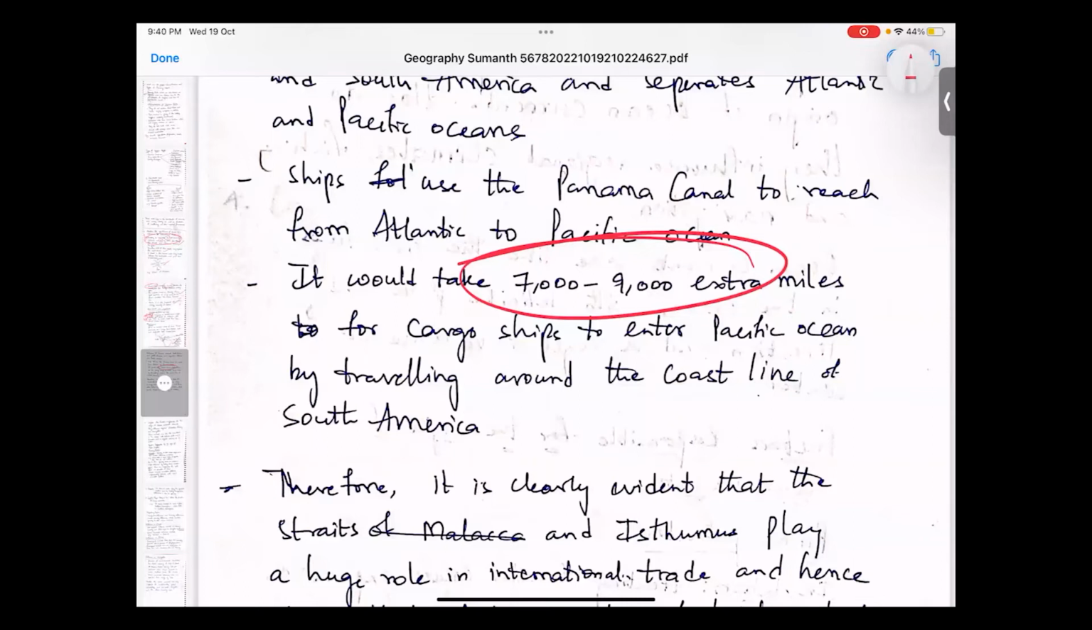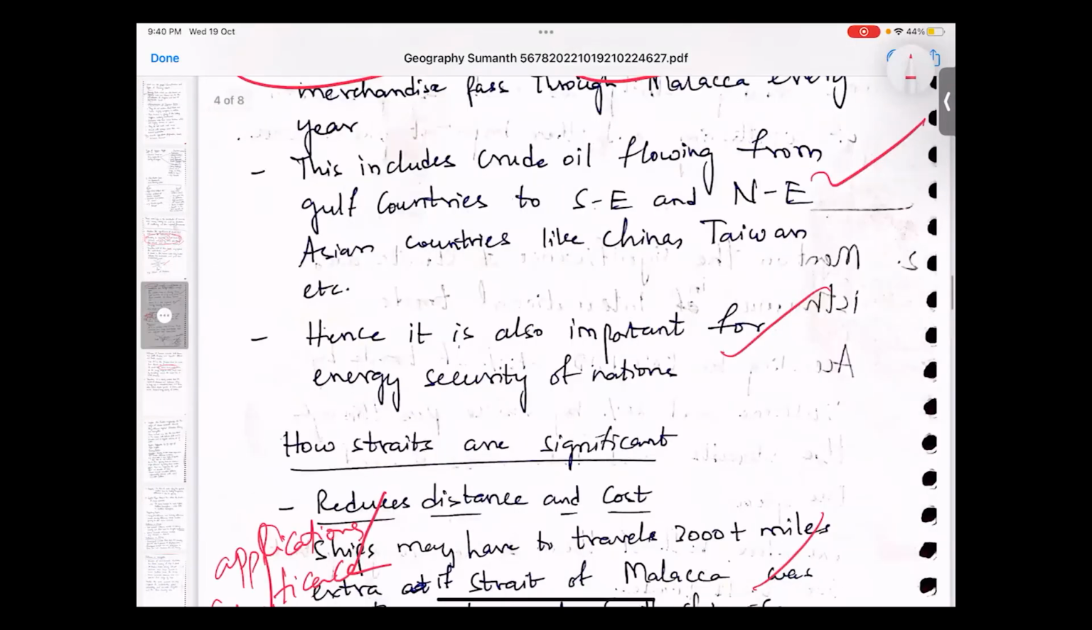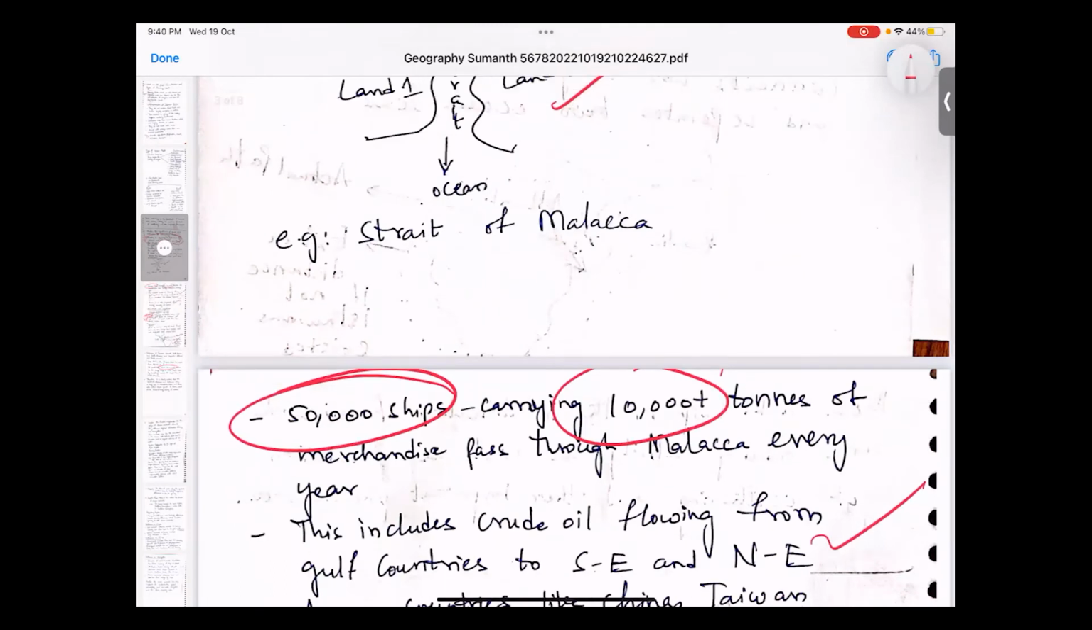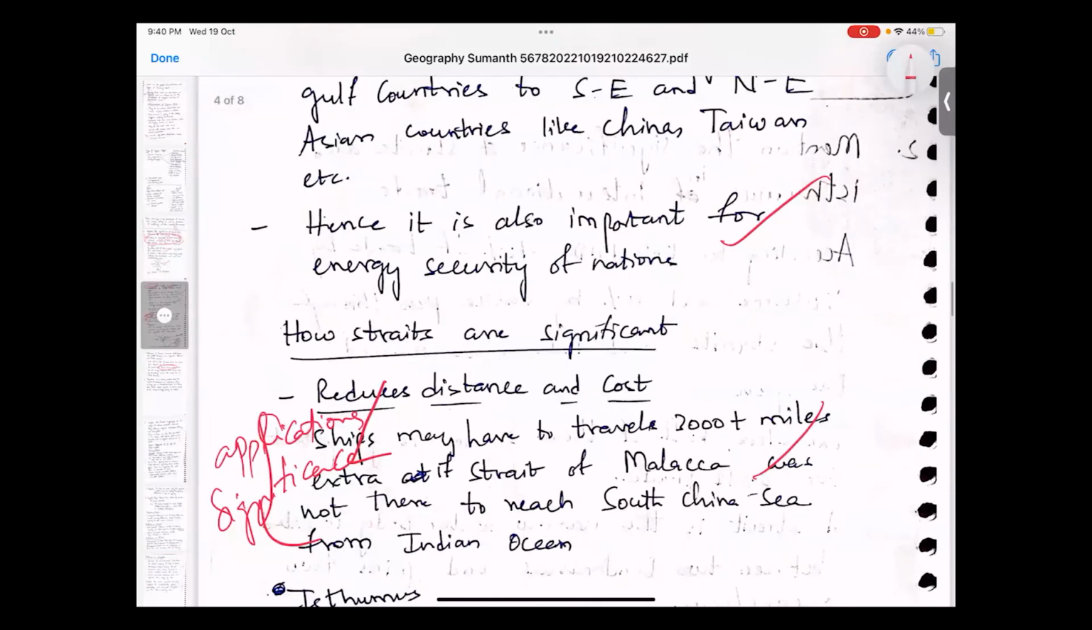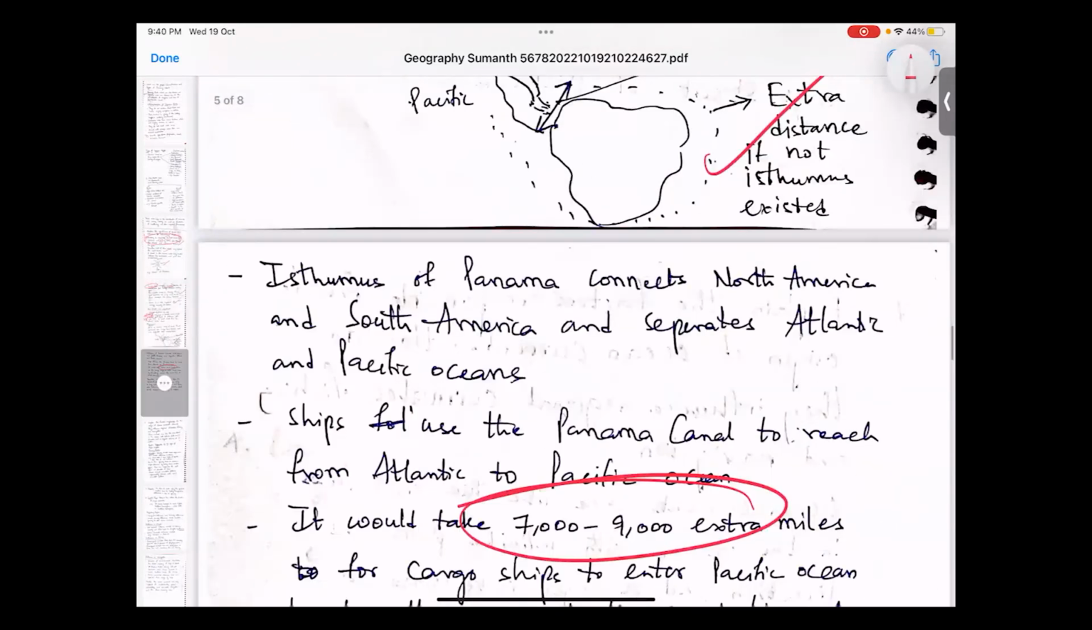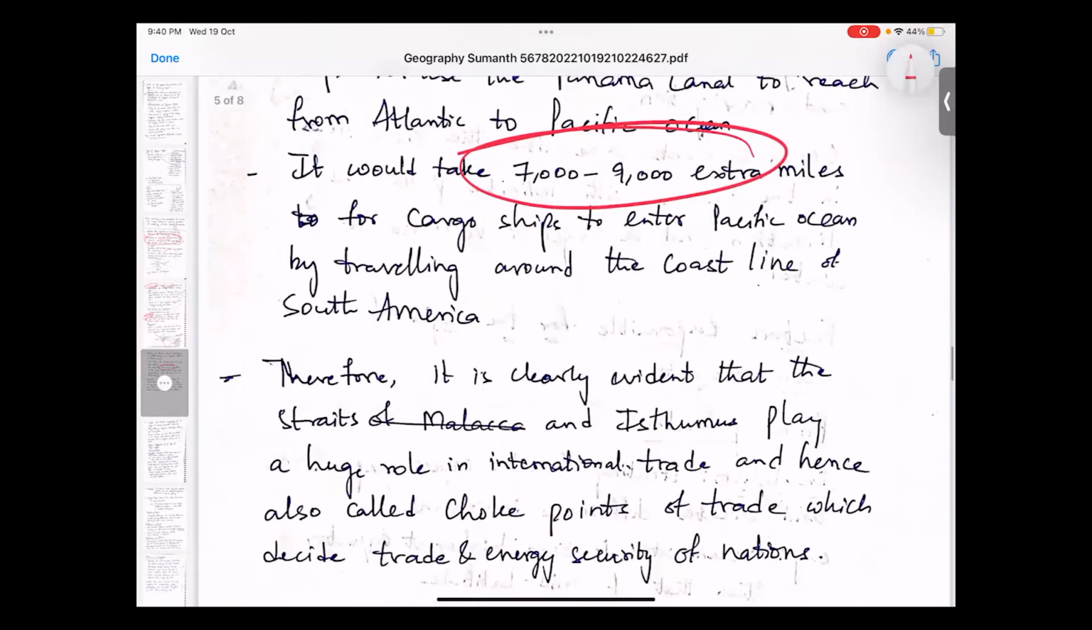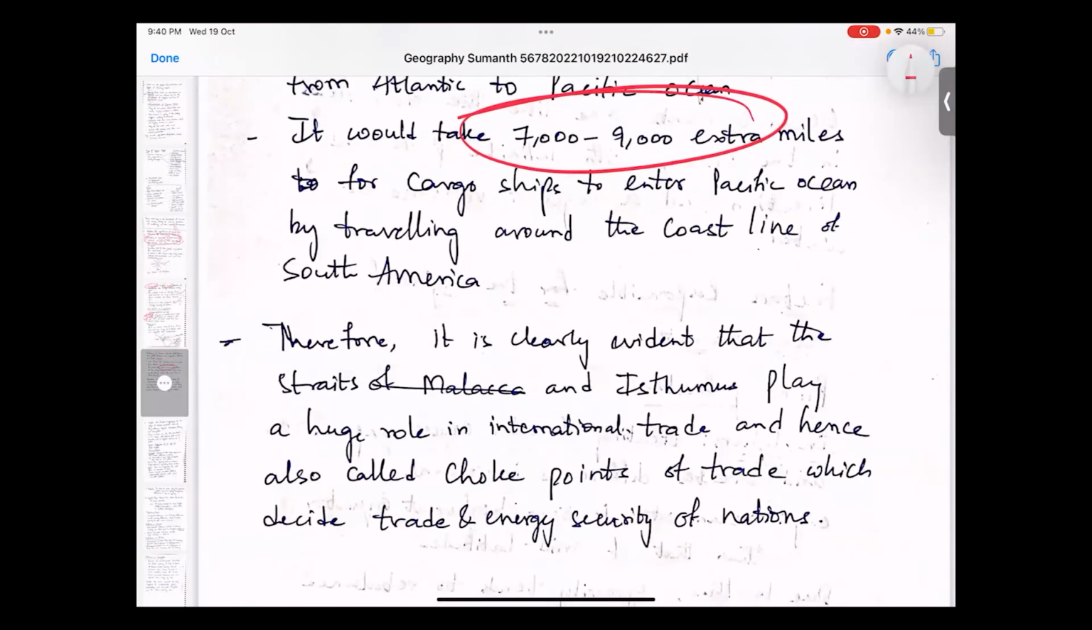If there is no Isthmus of Panama, every ship has to travel through the entire coastline of South America in order to pass from the Atlantic Ocean to the Pacific Ocean, which is on the left of the continent. So even this Malacca Strait, you are confident? 50,000 ships carrying 10,000 tons. Yes, sir. Recently, I was preparing for IR. So in IR, the Strait of Malacca, the string of pearls and all of these come in. So I was studying the Strait of Malacca there, and I was confident about that stat, sir.